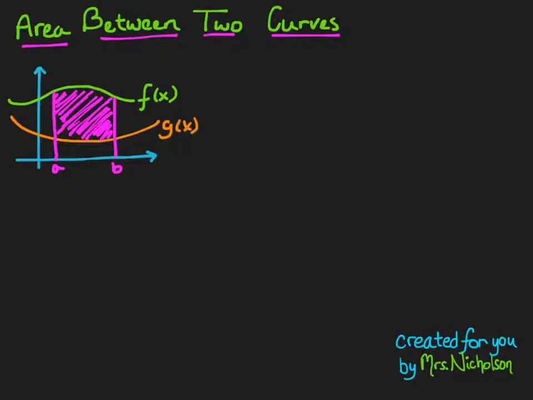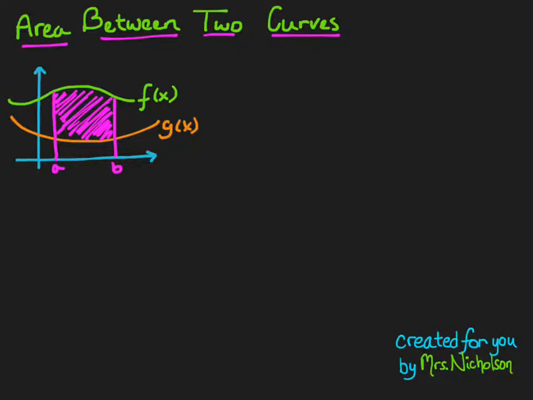In this video, we're going to look at some examples for finding area between two curves. But before we get into the examples, let's just look at the concept behind what we're doing. Here you can see I've got a graph with two functions, f of x and g of x.